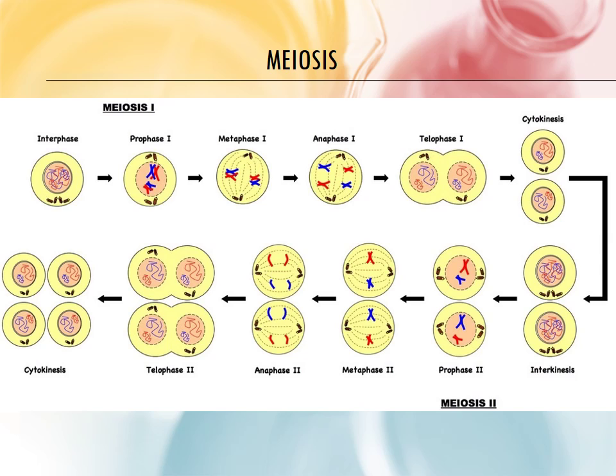During anaphase I, tetrads pull apart and the chromosomes with two chromatids move toward the poles. During telophase I, the chromosomes decondense and the nuclear envelope reforms.